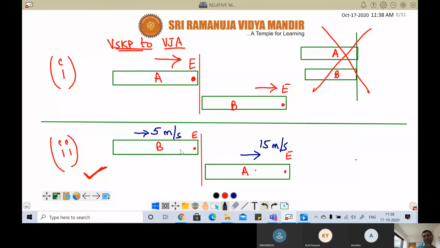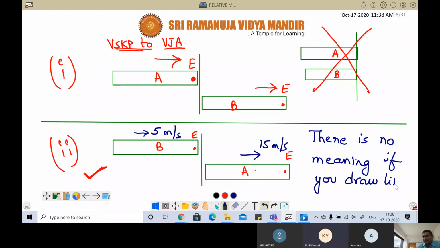So that means there is no meaning when you draw like this. Why? Because it cannot happen. The B train will never pass the A train. Overtaking will never happen. Then the first case will happen, sir, because it is going with 5 meters per second and it will increase its speed so it can overtake. Correct. This is going with 5 meters per second and this is 15 meters per second. So after some point of time, A will definitely overtake and cross. So the second option is correct.